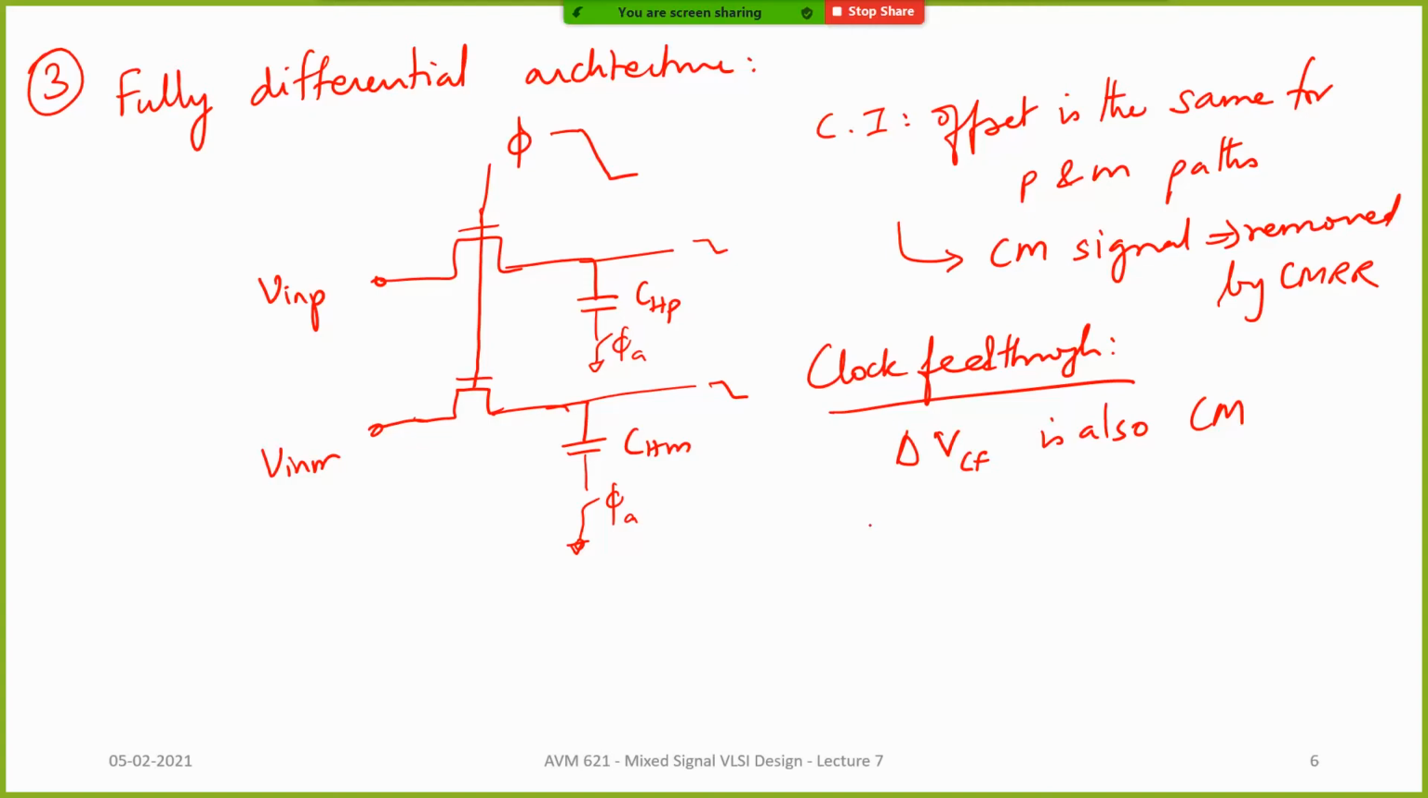And so when you use fully differential architecture, this gets removed by the CMRR, because there's a finite CMRR of your amplifier. This common mode thing will get reduced by the CMRR of your amplifier. Okay, is this clear? So which is why you will see that pretty much all data converters will operate on a differential basis. Okay, and even if you have a single-ended output, what they will do is you will basically go and sample the ground.